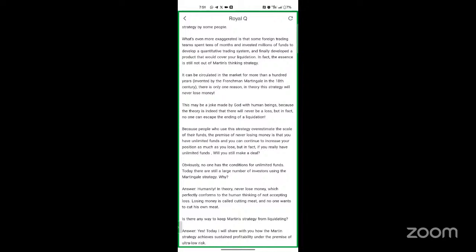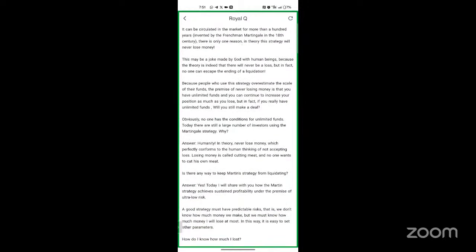Because people who use this strategy overestimate the scale of their funds. The premise of never losing money is that you have unlimited funds and you can continue to increase your position as much as you lose. But in fact, if you really have unlimited funds, you will still make a deal. Obviously, no one has the conditions of unlimited funds.